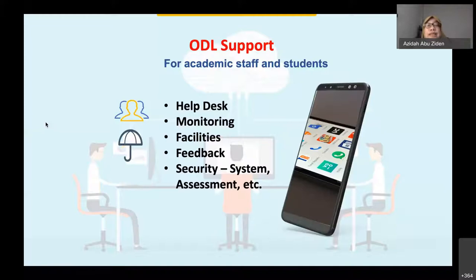And then feedback. How do you receive feedback from your students? ODL support, help desk will help with the feedback. And then security, system assessment, and so on. So let's say you have exam online. How do you provide security to the exam online system? Do you have e-proctoring? How do you monitor the vetting process? How do you do the exam online? What is the procedure for exam online? Meaning that, let's say your exam is 2 hours. So how do you give time for student to log in?